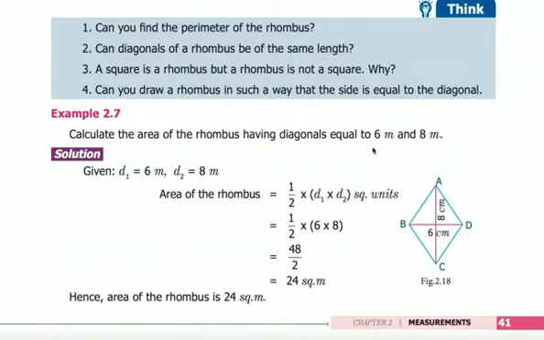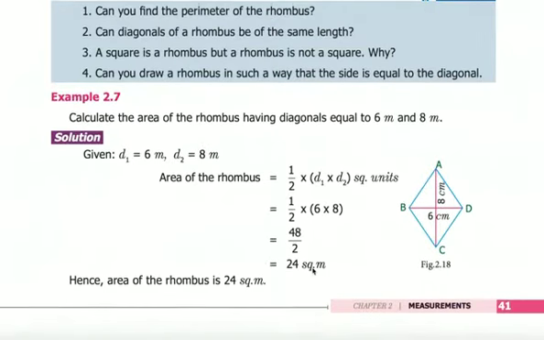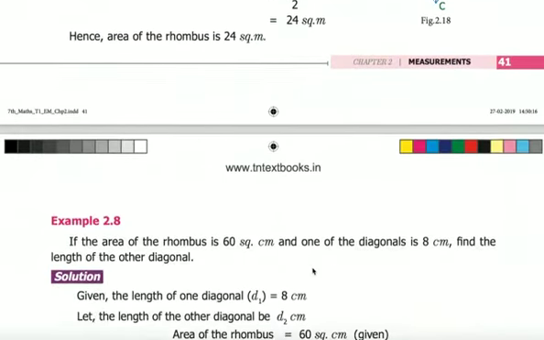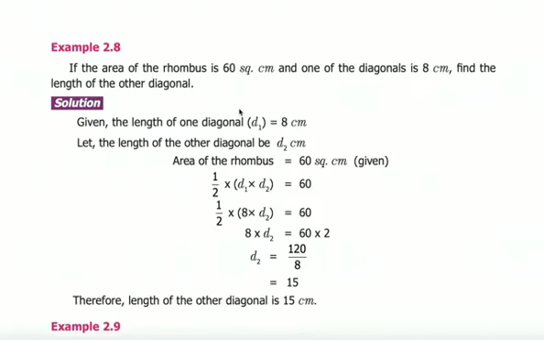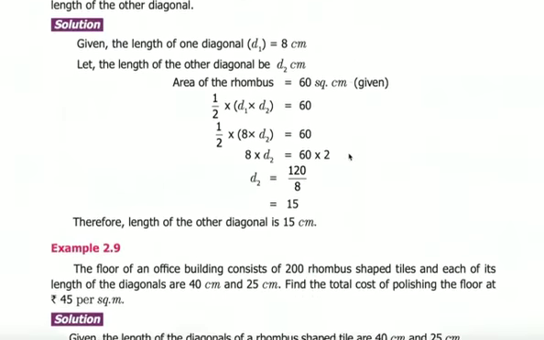Calculate the area of the rhombus. Yeah, this is the area of this into this, 24 square meter. The area of the rhombus is 60 square cm and one of the diagonals is this. Yeah, you can find out the other diagonal.